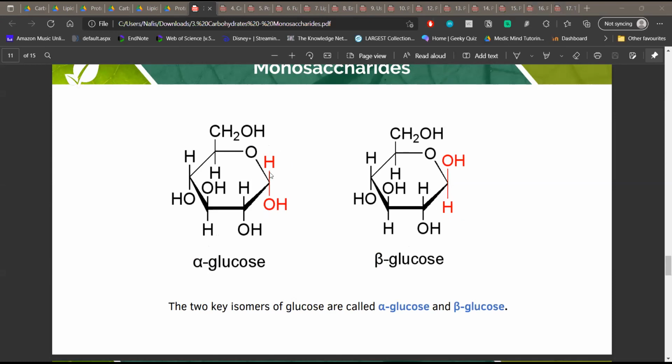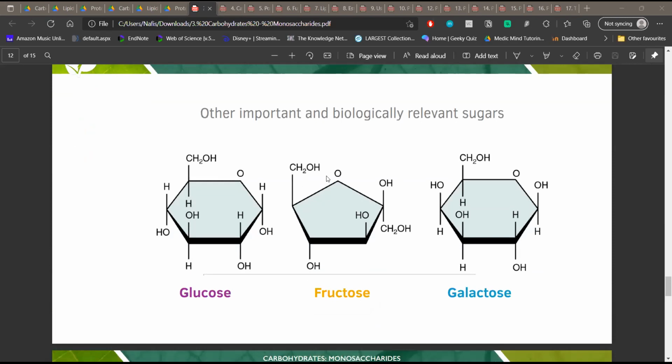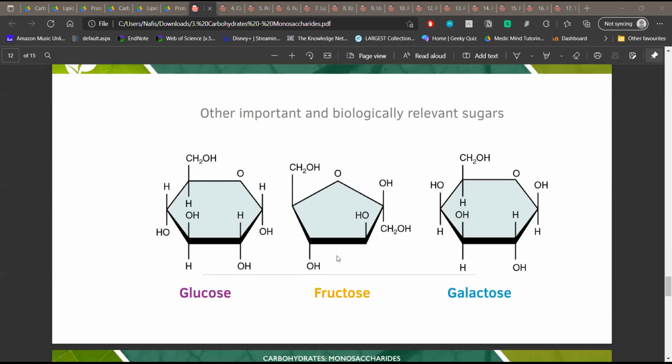But that difference on carbon one affects its ability to form bonds, which is huge, as it affects its ability to form complex structures. Again, fructose is a pentose sugar. Galactose is also a hexose sugar. So fructose is a five carbon sugar, and understanding that is the key difference between glucose and fructose.